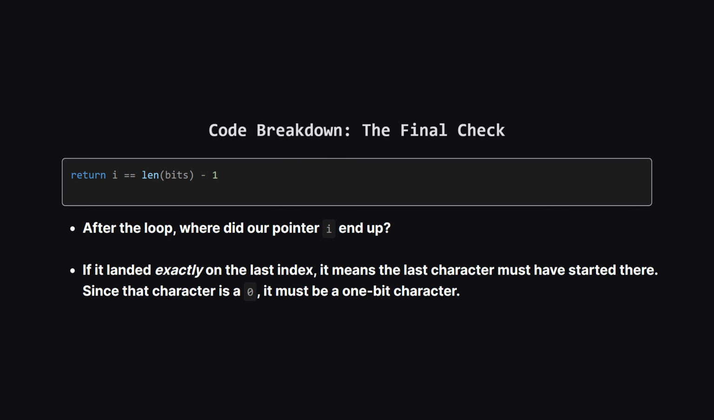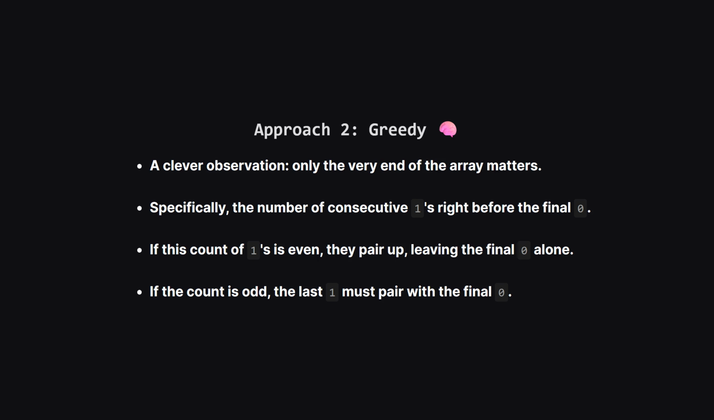So after the loop finishes, what does our pointer I tell us? Well, if our sequence of jumps landed exactly on the last index of the array, it means that the final character must have started at that position. And, since we know the last element is always a 0, this means the last character must be a 1-bit character. If our pointer overshot the end, it means the final 0 was consumed as part of a 2-bit character. So we just return whether I equals the last index. Simple as that.